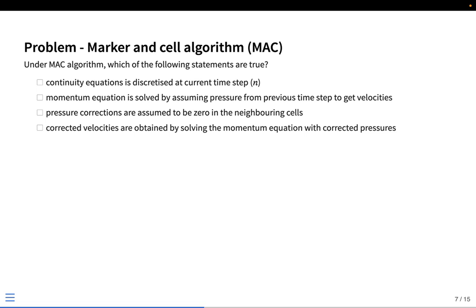So which of these statements are true in that particular algorithm? Continuity equation is discretized at current time step. Momentum equation is solved by assuming pressure from previous time step to get velocities. Pressure corrections are assumed to be zero in the neighboring cells, and corrected velocities are obtained by solving the momentum equation with the corrected pressures.